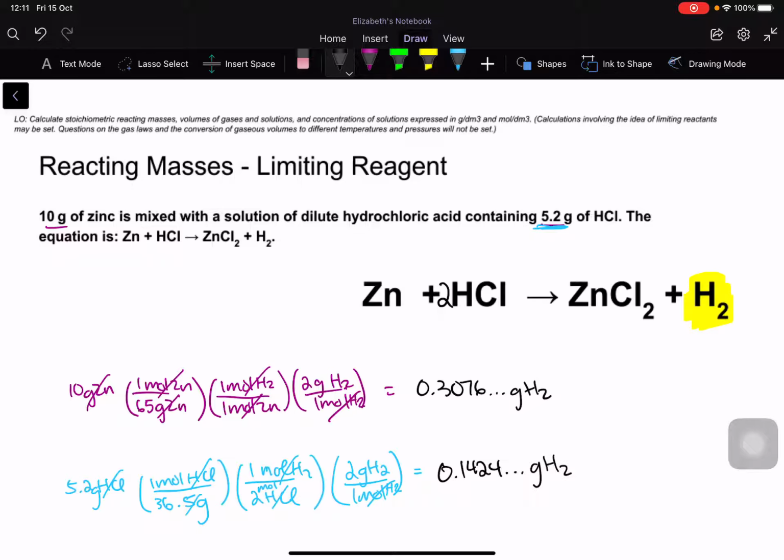And hopefully here you can see that we're producing less grams in our hypothetical situation if we were to use up all of the HCl, which means HCl is the limiting reactant. It limits how far the reaction can go. If HCl wasn't so little, we would actually be able to produce more. But because it's only 5.2 grams, we only end up producing this much.